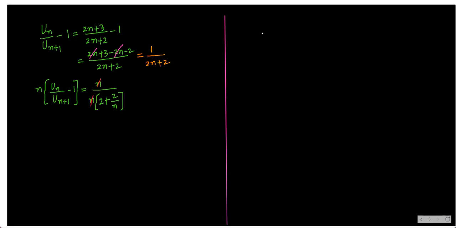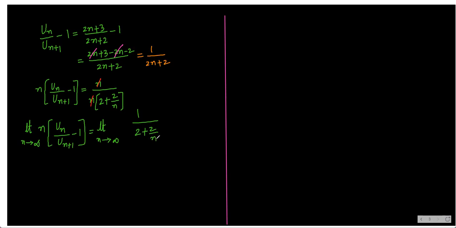Now taking the limit n tends to infinity on both sides. Limit n tends to infinity of n times (un by un plus 1 minus 1) is equal to limit n tends to infinity of 1 over 2 plus 2 by n.